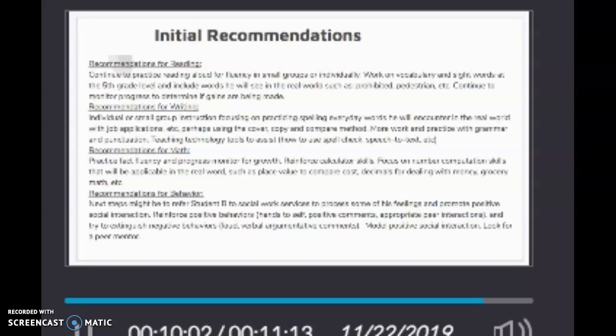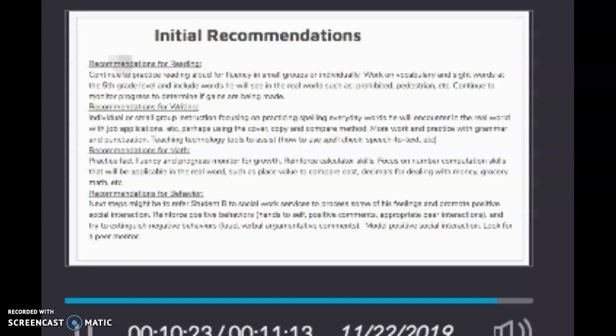Recommendations for writing: individual or small group instruction, focusing on practicing spelling everyday words that he will encounter in the real world with job applications. More work and practice with grammar and punctuation, and teaching technology tools to assist, like how to use spell check or speech to text, etc.